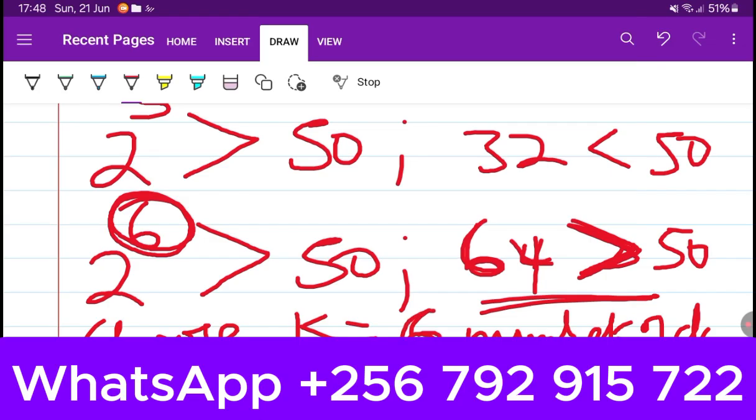Because if 6 classes gives you 64, it means that 64 observations can go in 6 classes. But if we are to use 5, we would only have 2 to the power of 5, which is giving us 32. It means we will not accommodate all these observations. So that's the small logic that you can use to do the computation.